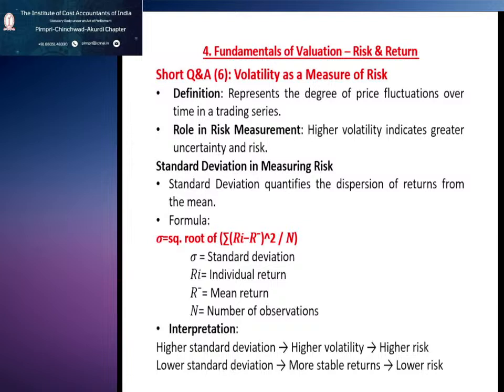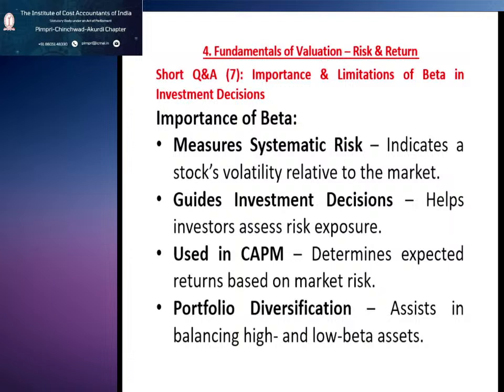So that's how volatility as a measurement of risk is considered and discussed in short question and answer 6. Then comes question and answer 7. The underlying concept discussed there is the importance and limitations of beta in investment decisions. Let's understand the importance of beta. It measures systematic risk, indicating a stock's volatility relative to the market. So how volatile a particular scrip or stock or security is vis-a-vis the overall market trend of volatility. That's what it measures: systematic risk.